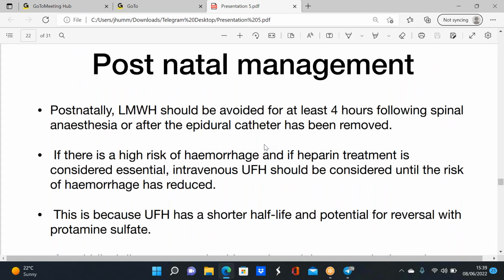Now we'll talk about the postnatal management. Postnatally, low molecular weight heparin should be avoided for at least 4 hours following spinal anesthesia or after the epidural catheter has been removed. If there is a high risk of hemorrhage and heparin treatment is considered essential, intravenous unfractionated heparin should be considered until the risk of hemorrhage has reduced. This is because unfractionated heparin has a shorter half-life and potential for reversal with protamine sulfate. If there is a risk of bleeding, protamine sulfate can be given to reverse the effect of unfractionated heparin.